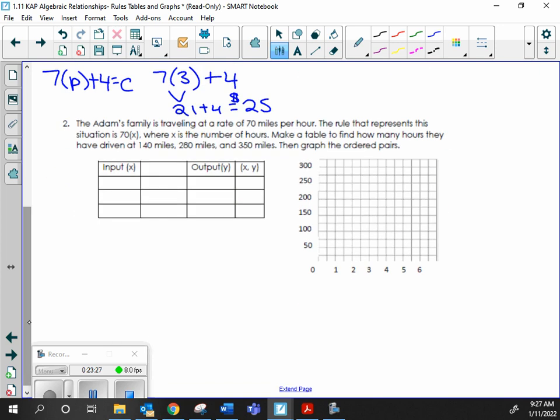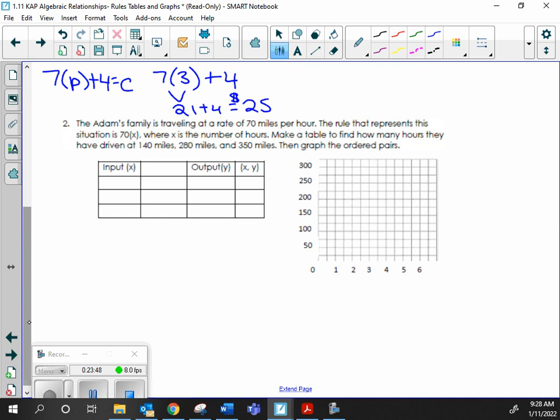I think I'm going to do one more and then I think y'all are good to go. The Adams family is traveling at a rate of 70 miles per hour. The rule that represents the situation is 70x, where x is the number of hours. Make a table to find out how many hours they have driven at 140, 280, and 350 miles. Then graph those ordered pairs.